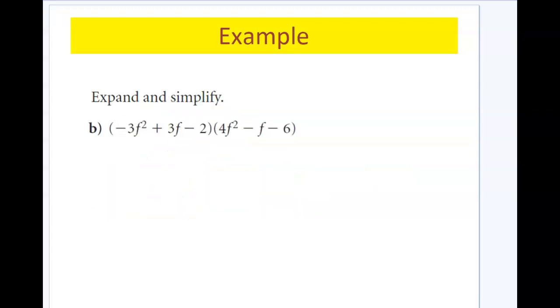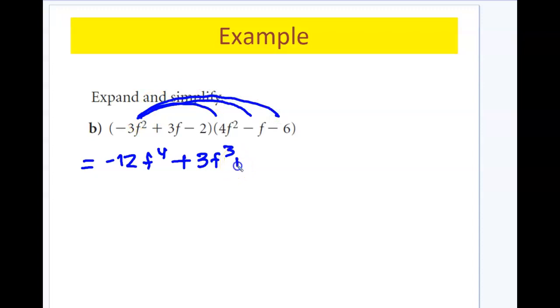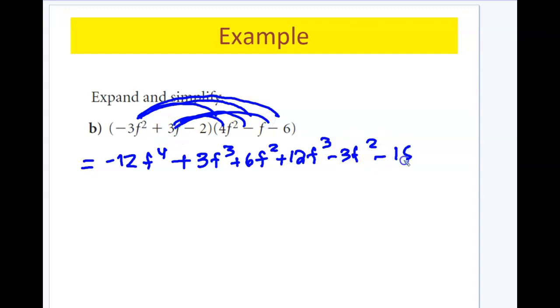Okay, looking at a trinomial times a trinomial, I do the exact same thing, except I can distribute all three of these terms into the second trinomial. So multiplying the first two together, I'm going to get negative 12f fourth. That's going to give me a positive 3f cubed. And that's going to give me a positive 6f squared. Now distributing the plus 3f is going to give me a positive 12f cubed minus 3f squared minus 18f.